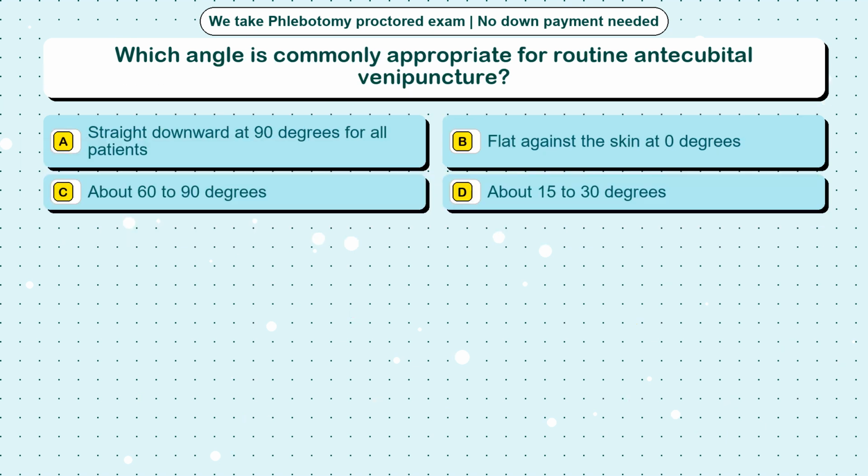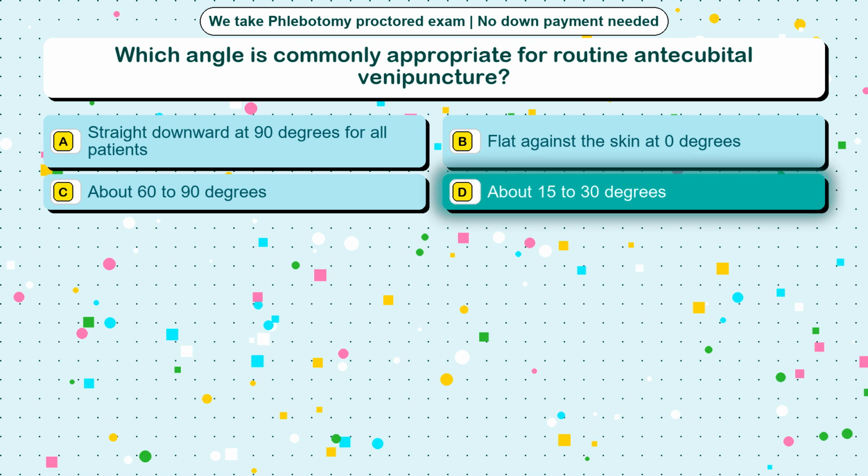Question 81. Which angle is commonly appropriate for routine antecubital venipuncture? Option A, straight downward at 90 degrees for all patients. Option B, flat against the skin at 0 degrees. Option C, about 60 to 90 degrees. Option D, about 15 to 30 degrees.